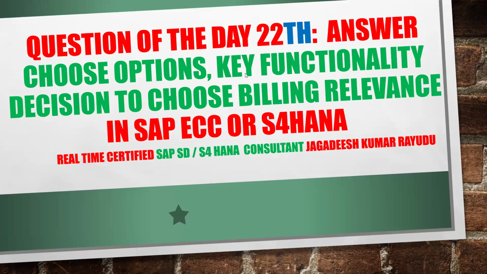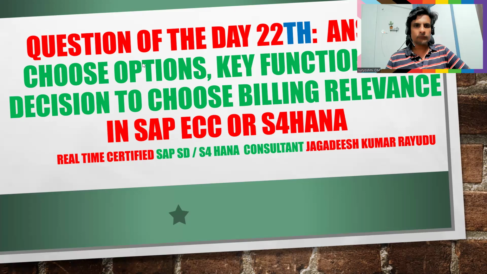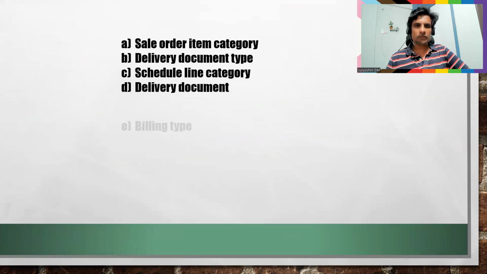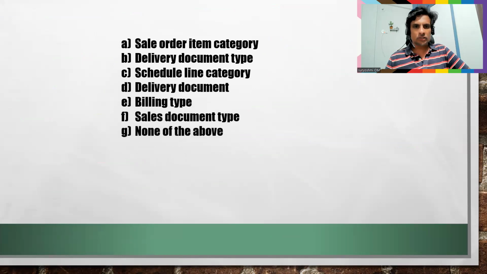So, choose the option: the key functionality decision to determine billing relevance in SAP ECC or S/4HANA. Okay, so let me try to answer this question. A is sales order item category. B is billing delivery document type and scheduling category, delivery document, and E is billing type, and F is sales document type, and G is none of the above.